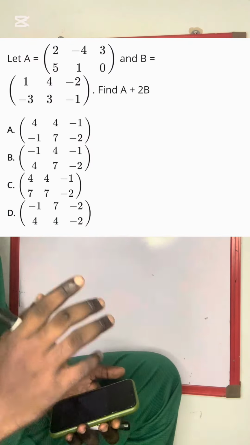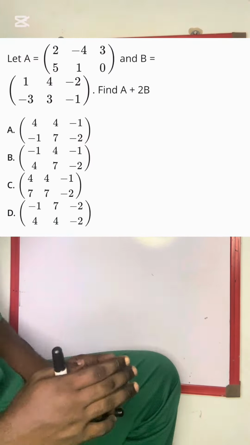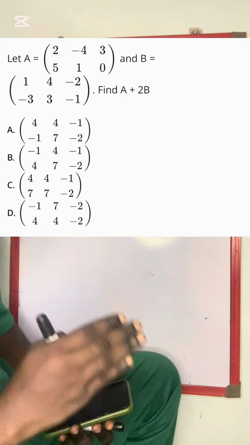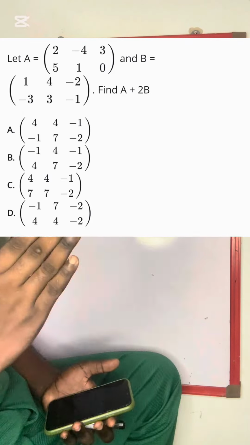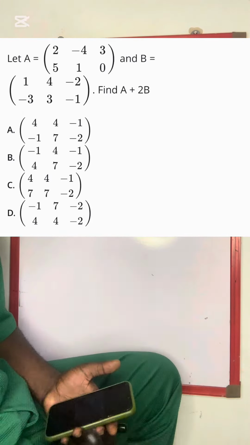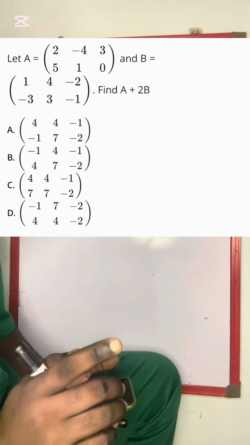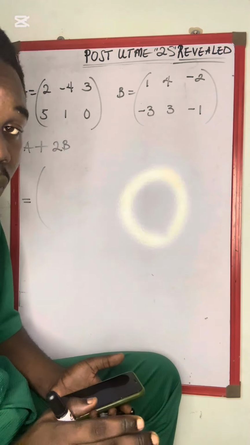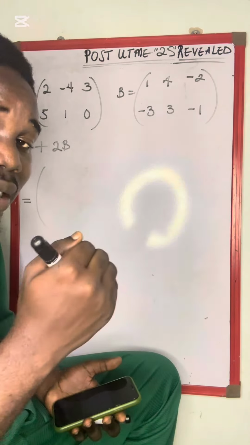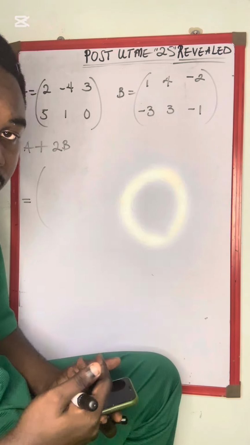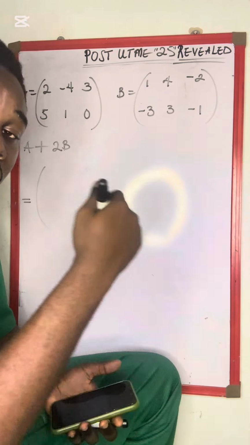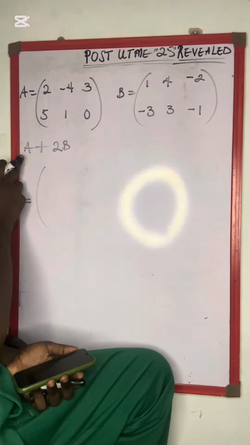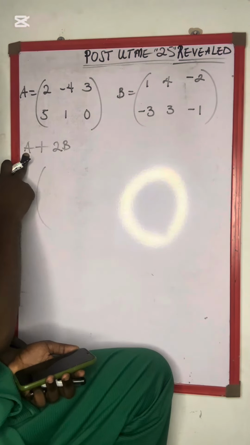Okay, number 10. Let A, given as a matrix, equal 2, minus 4, 3 and 5, 1, 0, and B equal 1, 4, minus 2, minus 3, 3, minus 1. We are asked to find A plus 2B. Now, addition or subtraction of matrices is very simple. We add corresponding terms in each matrix, meaning row to row, column to column. For the first matrix, we leave it unchanged because we are asked to find A.